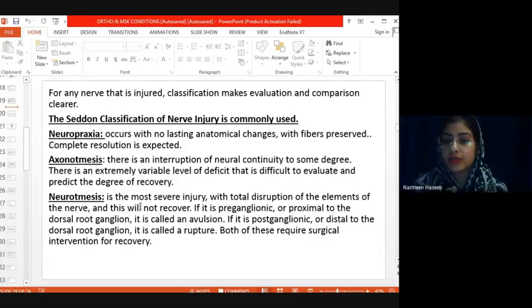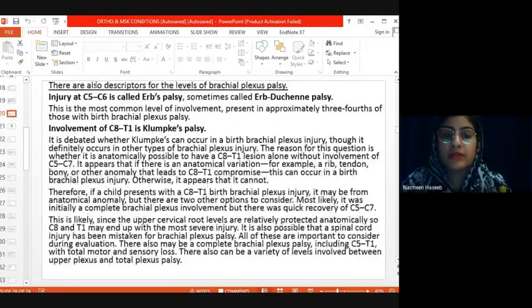If it is preganglionic, or proximal to the dorsal root ganglion, it is called an avulsion. If it is postganglionic, or distal to the dorsal root ganglion, it is called a rupture. Both of these require surgical intervention for recovery. So you have studied this Seddon classification of the injury previously as well. All right, there are also descriptors for the level of brachial plexus injury. Now, let's see what the most common levels for the brachial plexus injury are.